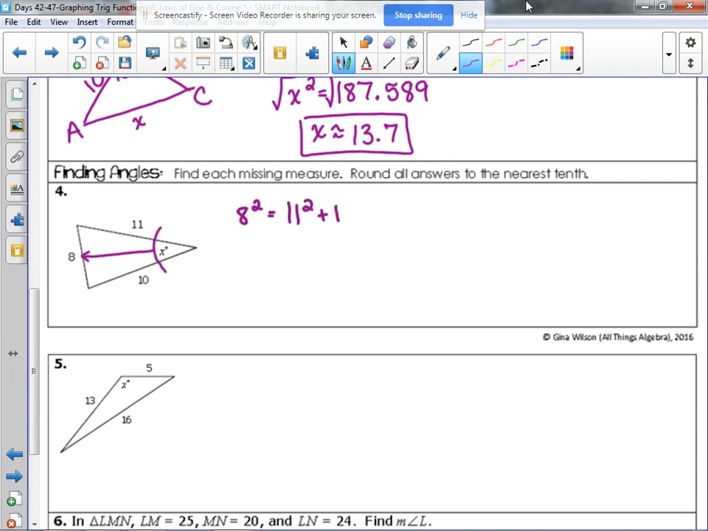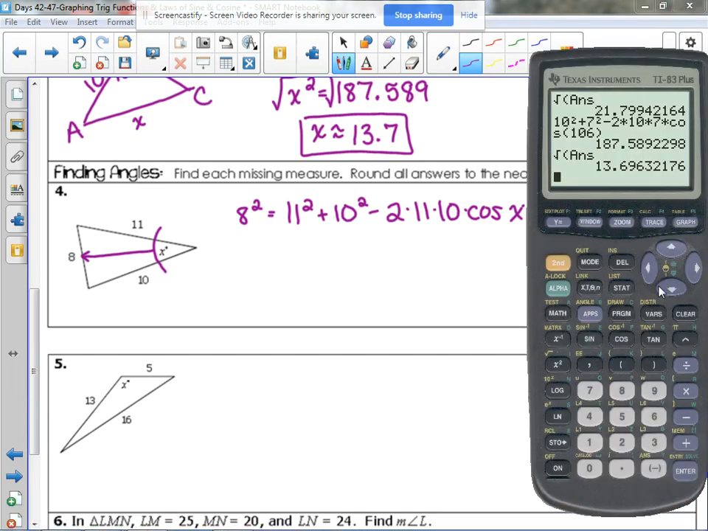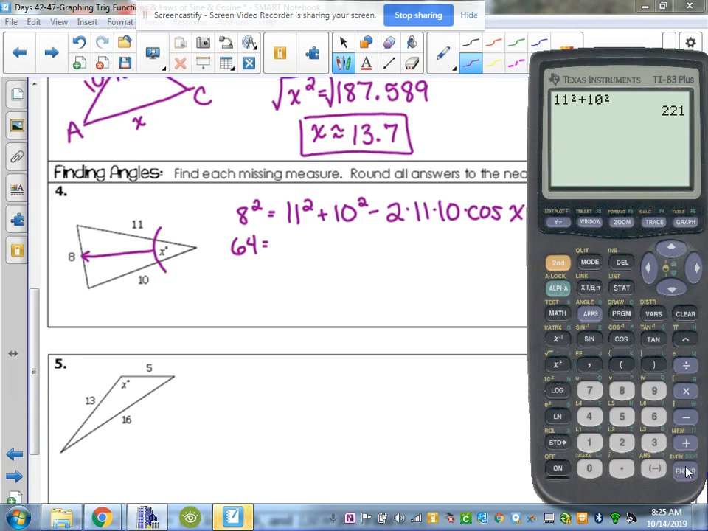So 8 squared is equal to 11 squared plus 10 squared minus 2 times 11 times 10 times the cosine of, we don't know that angle. That's what we're solving for here. Okay, now you gotta be careful with these. We are gonna have to break this down and solve it in a few more pieces than the other one. So 8 squared is 64. 11 squared plus 10 squared is 221. 2 times 10 times 11 is 220.